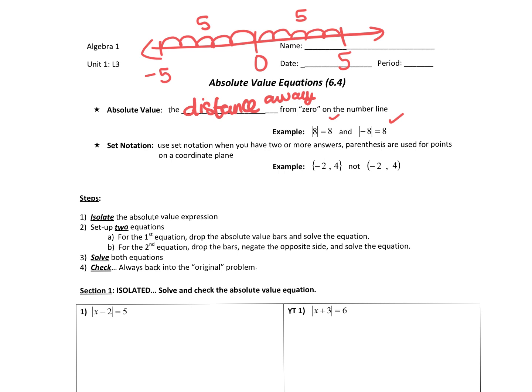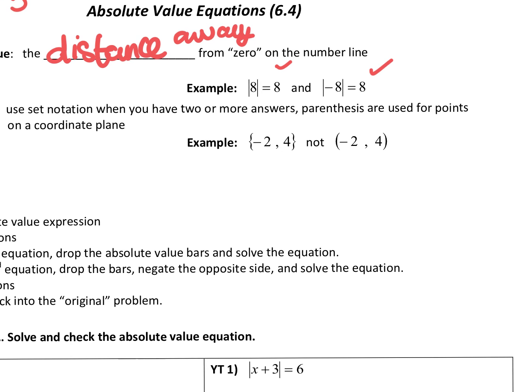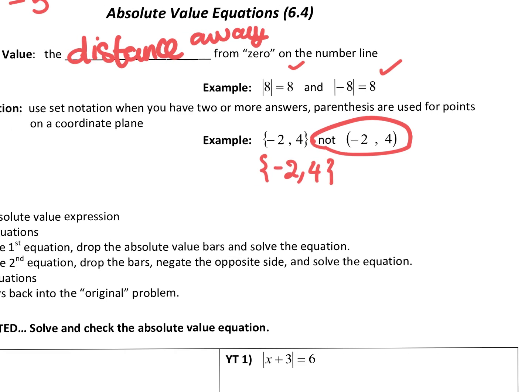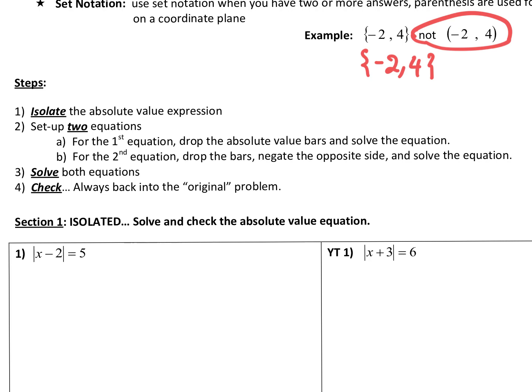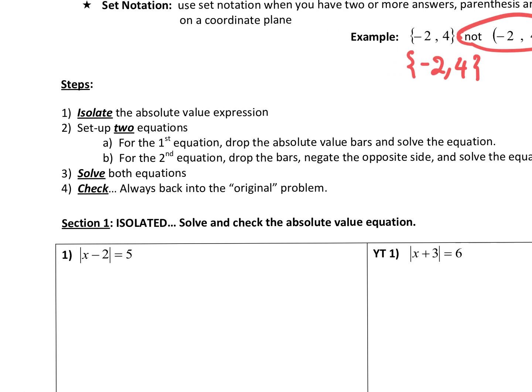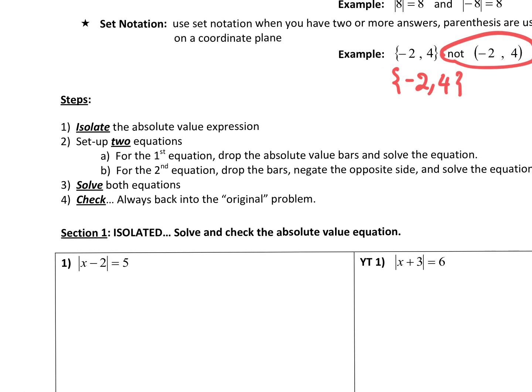And then we use set notation when you have 2 or more answers. The parentheses are used for points on a coordinate plane, so we're not going to use the parentheses. We're going to use the brackets to write your answer, okay? All right, so we are going to learn how to solve equations with absolute value. Okay, I'm going to walk you through.